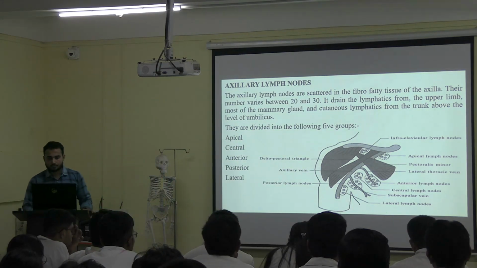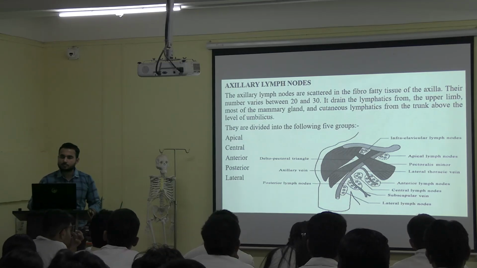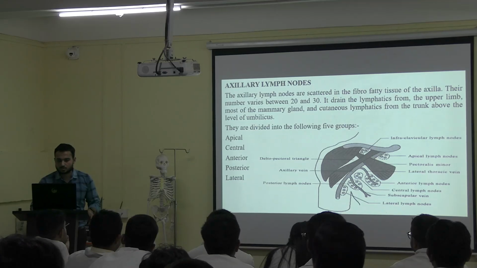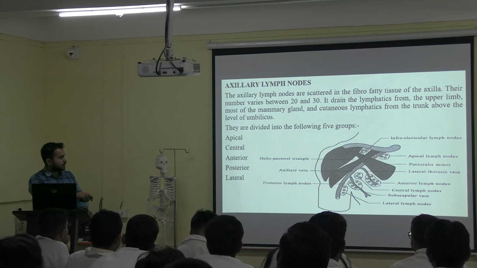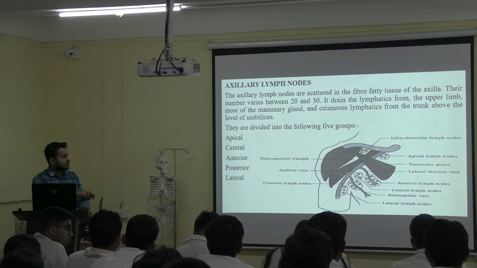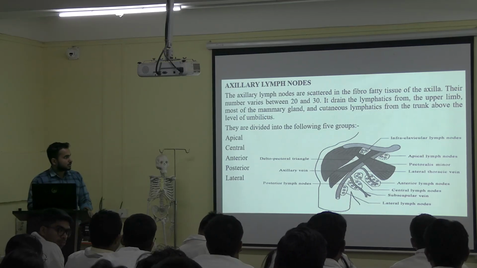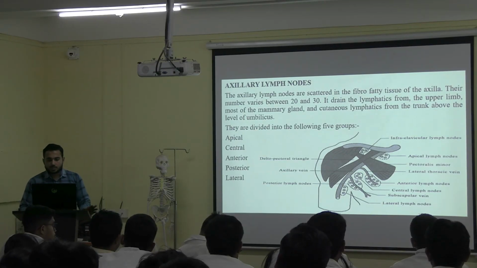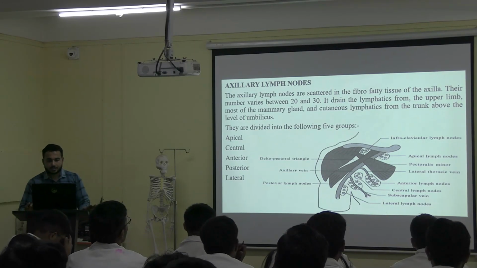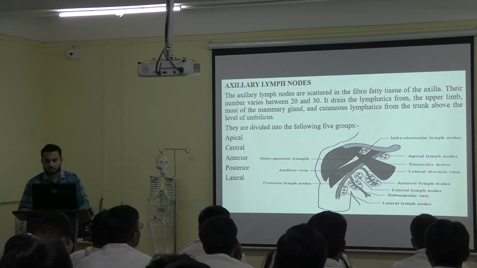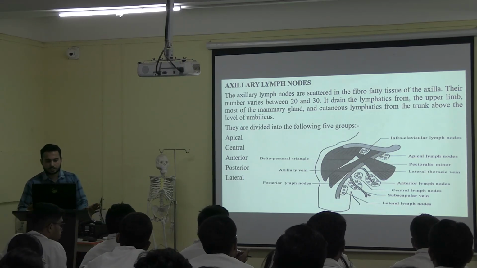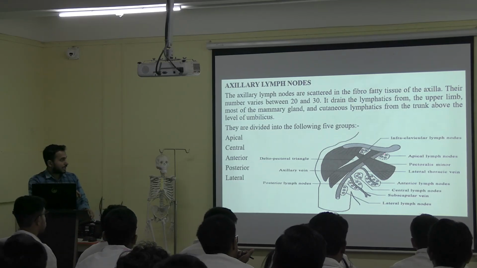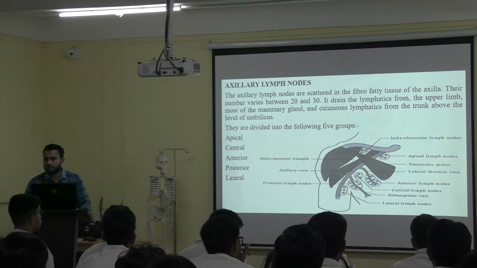Along with that, the central group also receives lymph from some part of the breast. Next is the apical group. Here you can see the apical or infraclavicular group, because this is the clavicle and it is situated just below. This is the apical group of lymph nodes. It is situated deep to the clavipectoral fascia. They have very important clinical significance because they receive lymph directly from the upper part of the breast and from the central nodes.